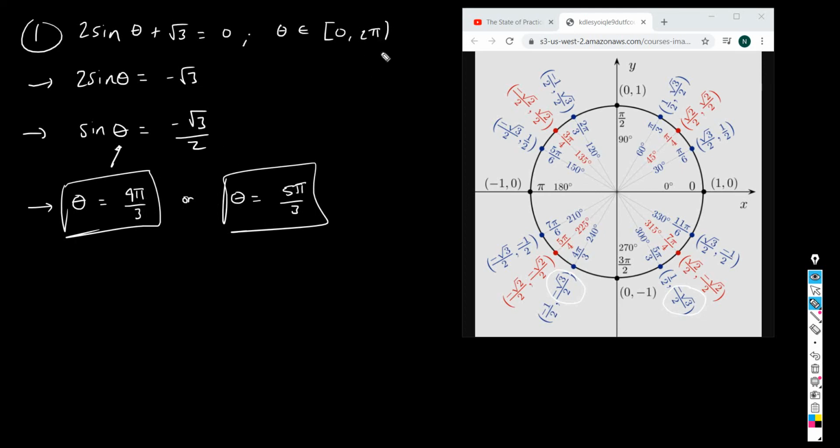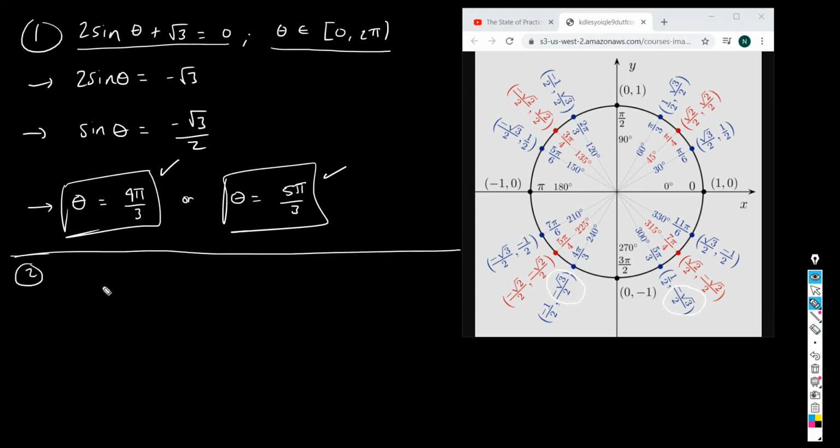Now, what I need to do only is to ask myself whether these solutions are within this interval. Is 4 pi over 3 within this interval? Yes. Is 5 pi over 3 within this interval? Yes. So both are perfect solutions to this equation given this interval. We didn't have to cancel either of these two solutions. Okay, so that was the first example.